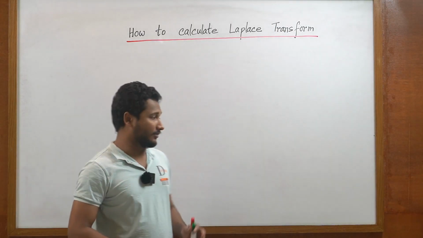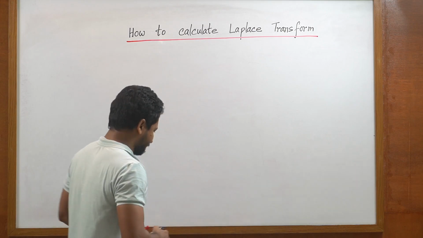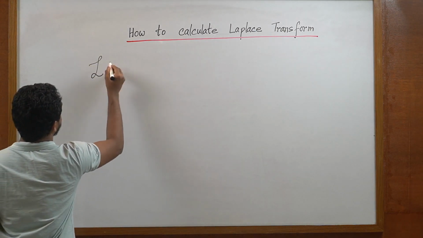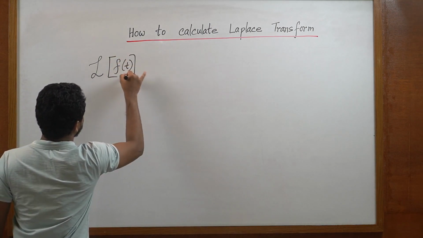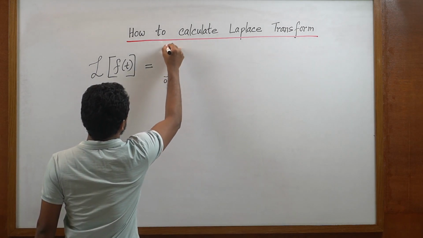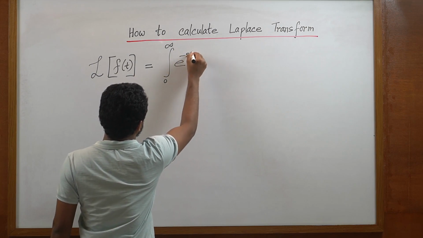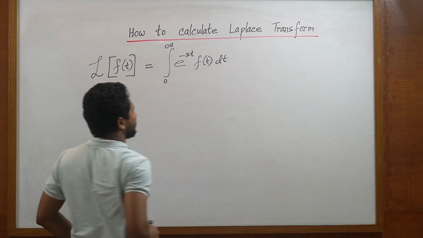Now we are going to the theory on how to calculate Laplace transform. We can write the Laplace transform of f of t equals the integral from 0 to infinity of e to the power minus st into f of t with respect to t.